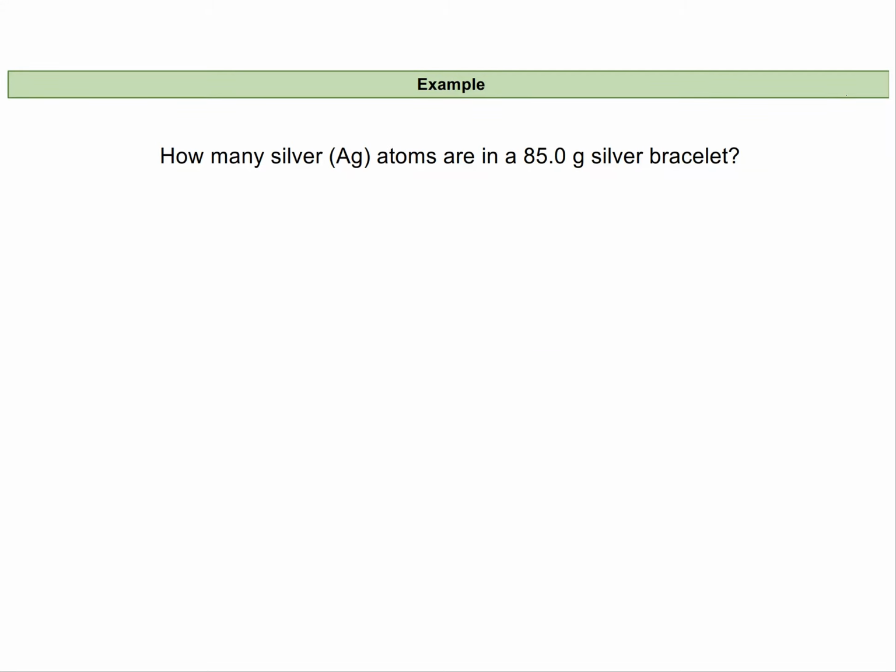In this video, I'm going to review the example problem relating to the mole, and hopefully you've had an opportunity to try this already. So the question is, how many silver atoms are in an 85-gram silver bracelet? So what I know is that I have an 85-gram silver bracelet. What I want to know is how many atoms do I actually have?